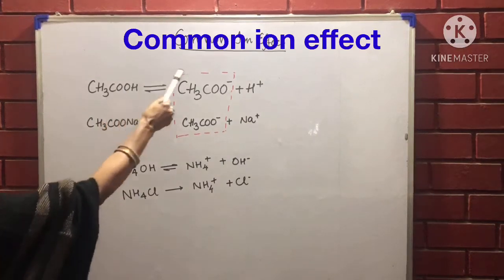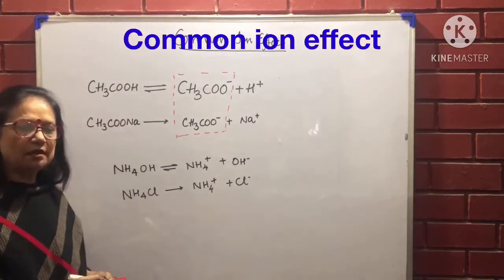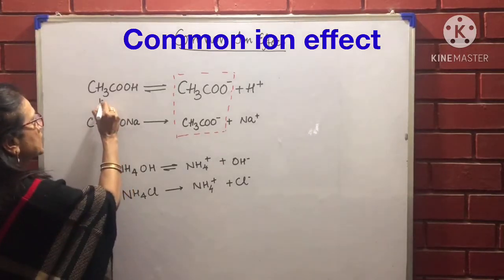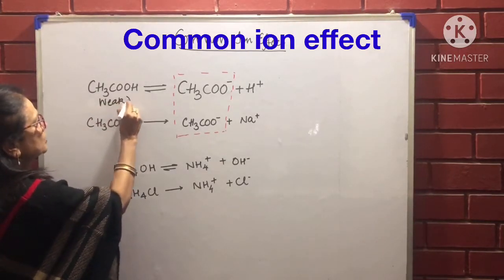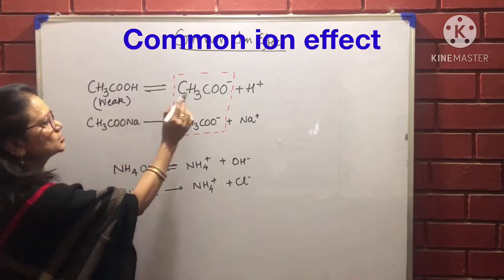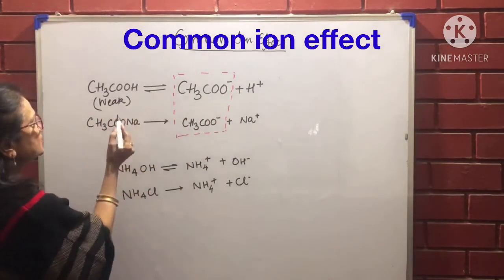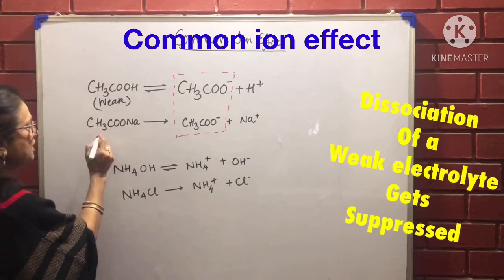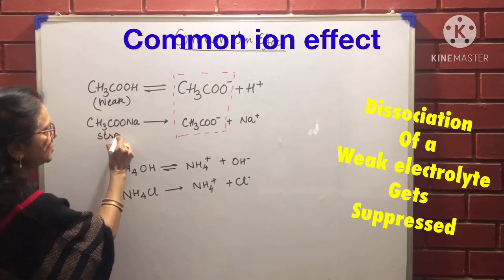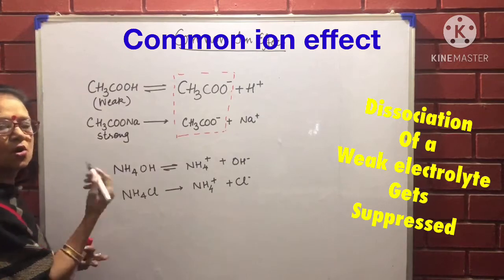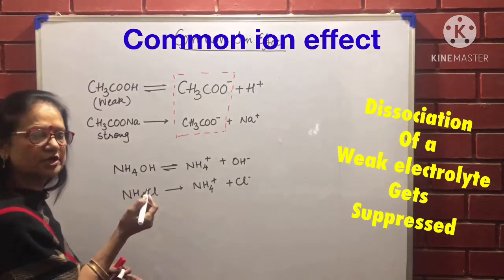Now, common ion effect means that supposing I take a weak electrolyte. This is a weak electrolyte, acetic acid. This dissociates into acetate ions and H plus ions. But to this, if I add a strong electrolyte, this is a strong electrolyte because it is made from sodium. All compounds of sodium form strong electrolytes.